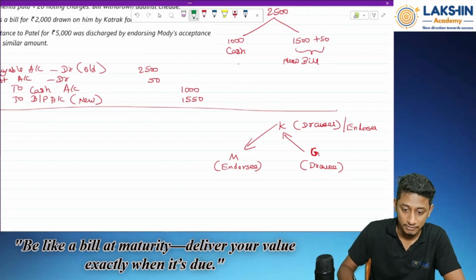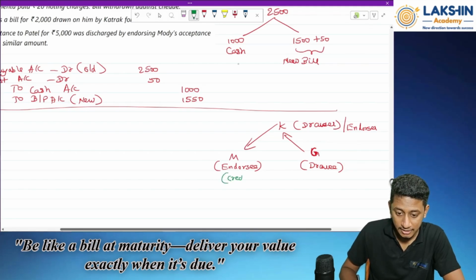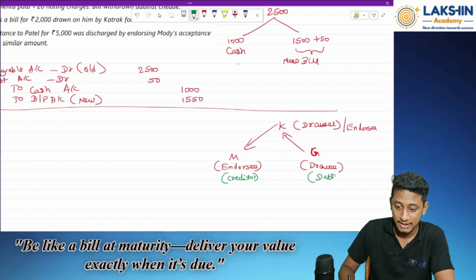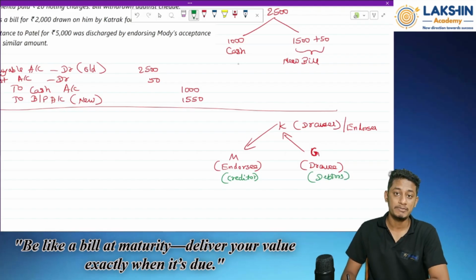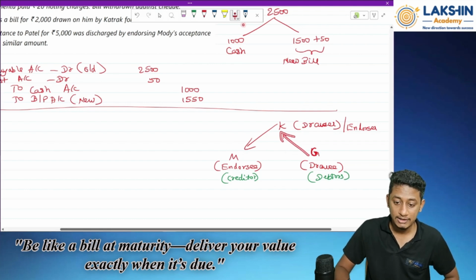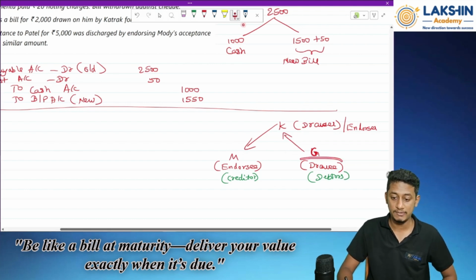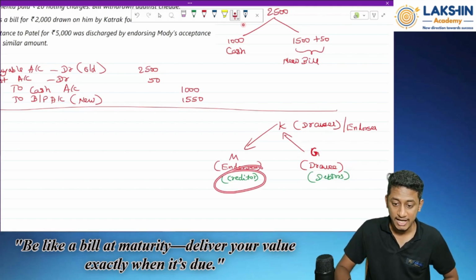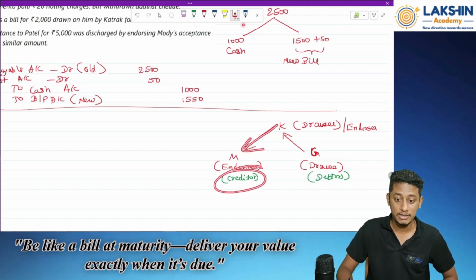Let me just write it down. This guy will be my creditor because I was supposed to pay him. That's why I have endorsed the bill to him. And this guy is my debtor, because he was supposed to pay me. That's why I issued a bill which he accepted and gave back to me. So he becomes my drawee, and I become the drawer. And he was my creditor, that's why I endorsed the bill to Mr. M.